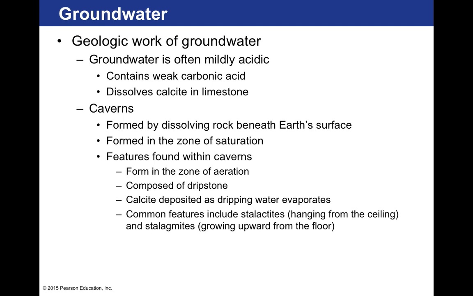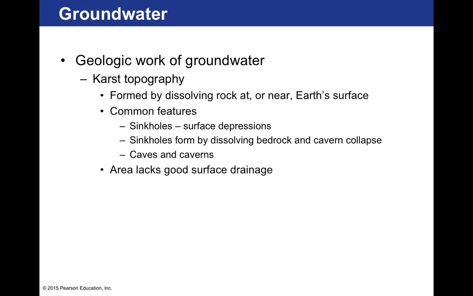Sometimes you can have features found within these caverns. You can have dripstone, with calcite depositing as dripping water evaporates, and you can have something called stalactites, which are large rock formations hanging from the ceiling of the cavern, or stalagmites, and these grow upward from the floor of the cavern. You'll also have something called karst topography found in regions where there's a lot of groundwater.